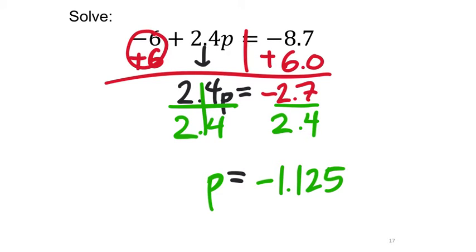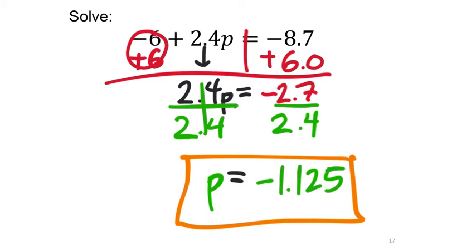Okay, so I'm going to check, I'm just going to use the calculator to check this, right? So negative 6 plus 2.4, and we can type it all in at one time, negative 2.4 times negative 1.125, enter. Now before I push enter, I should expect it to show negative 8.7. I did push enter, and it shows negative 8.7, which means that I now have a true statement, okay? And that means that this is the actual solution to our equation.